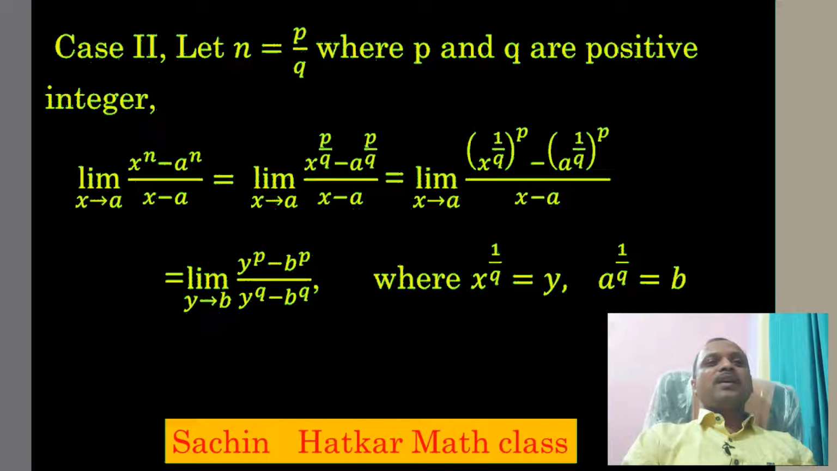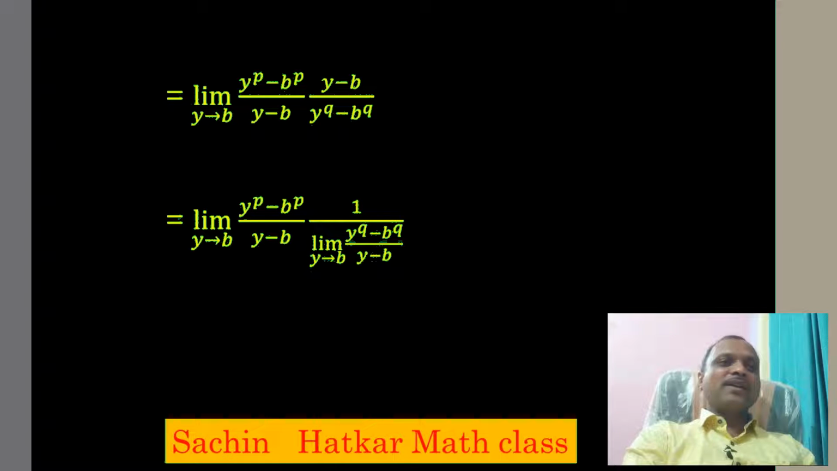Now here we make a substitution: x raised to 1 divided by q equal to y, and a raised to 1 divided by q equal to b. So x equals y raised to q and a equals b raised to q, so that the limit is converted into y raised to p minus b raised to p divided by y raised to q minus b raised to q, where p and q are integers. Now again a very small trick: we multiply and divide this by y minus b.